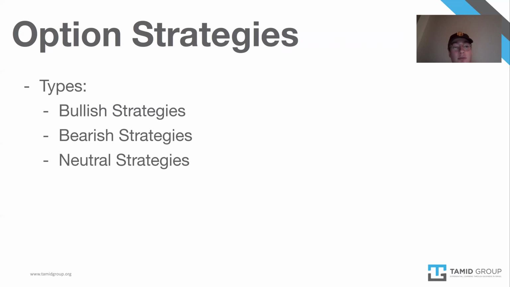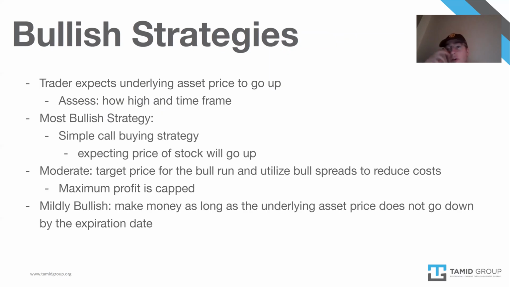So the types of strategies: there's bullish strategies, bearish strategies, and neutral strategies. If you recall, we went over the difference between bullish and bearish a while ago. A trader expects the price to go up, so he's going to buy a call option. The most bullish strategy is just a simple call option, by expecting the price will go up. A moderately bullish strategy would be to target the price for the bull run and utilize bull spreads to reduce costs, so the maximum profit is actually capped. And mildly bullish is to make money as long as the underlying asset price does not go down by the expiration date.